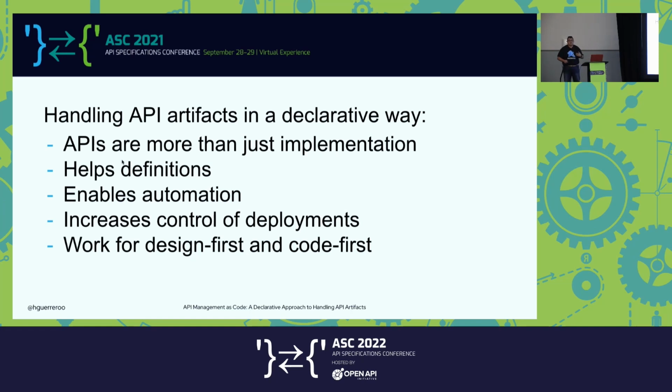It will make it easier to move from one environment to another and then just deploy everything forward. So it increases the control of deployments. You can assure that everything is working correctly, and then you can move forward and increase the rate of deployments of your APIs. And it's important to see that it works with design first and code first. The important thing is that you need to have that manifest somehow. It could be auto-generated from what you already have in your code.